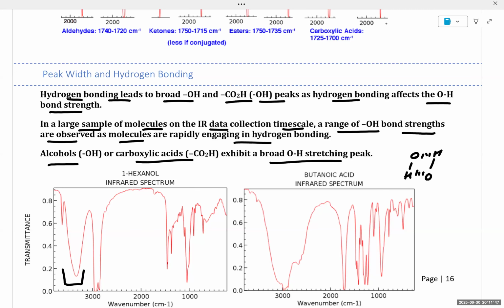So here's the broad peak as shown here. For an alcohol, there's a specific feature where they exhibit a broad peak and they also exhibit a smaller sharp peak. So both parts of this peak correspond to the OH stretch. And the reason why this OH stretch peak is broad is as a result of hydrogen bonding. So alcohols and carboxylic acids exhibit this broad peak corresponding to the OH stretch.